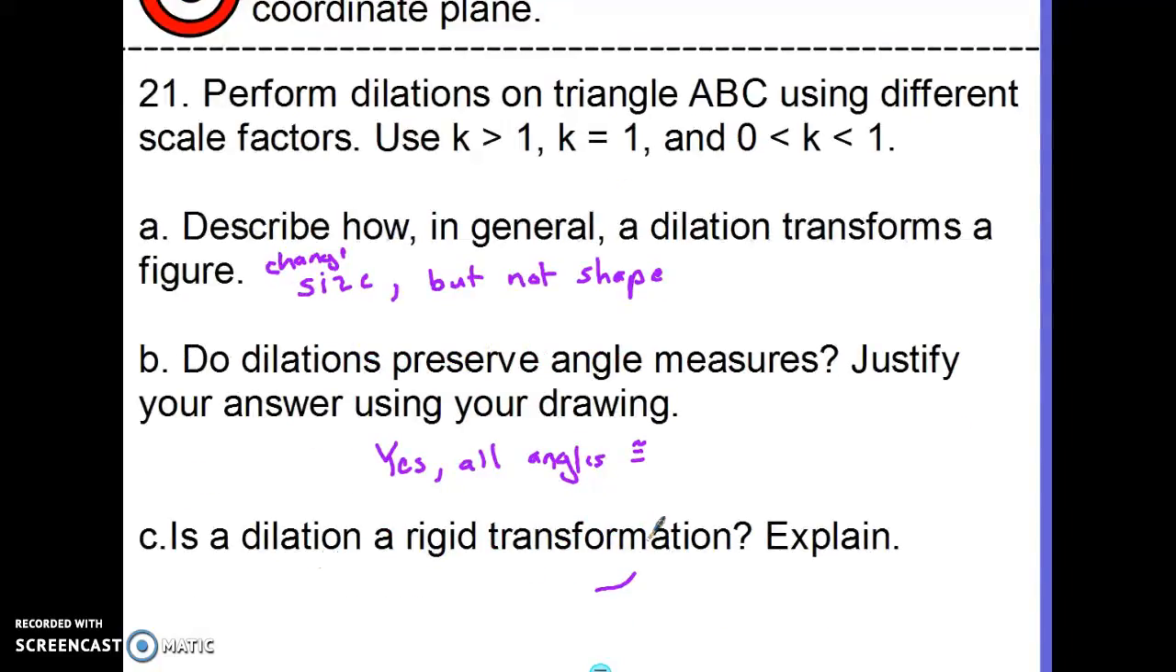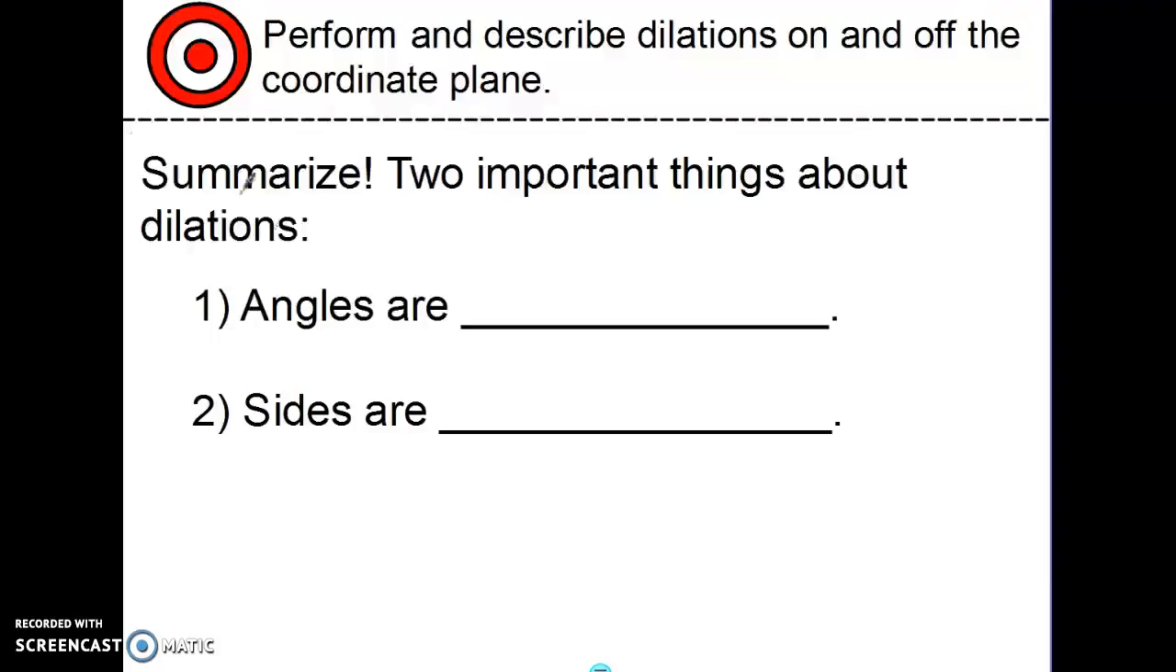So would you consider dilation to be a rigid transformation? No. Because the sides change length. So this leads us to a really great thing to know about dilations. In dilations, the angles are congruent, and the sides are something that I'm going to call proportional. Proportional meaning that they all get bigger or smaller by the same amount. So if the dilation is by a scale factor of 2, all the sides are 2 times bigger, even though they can be different lengths.